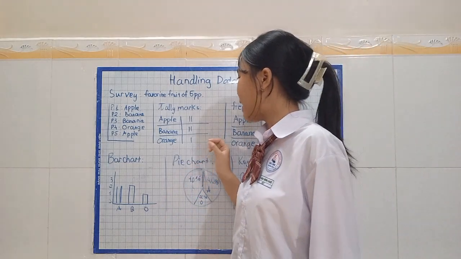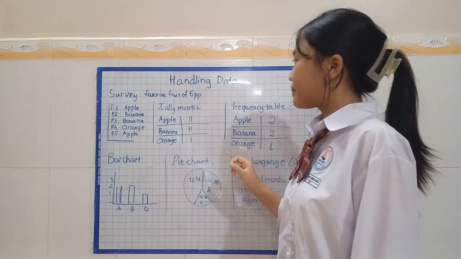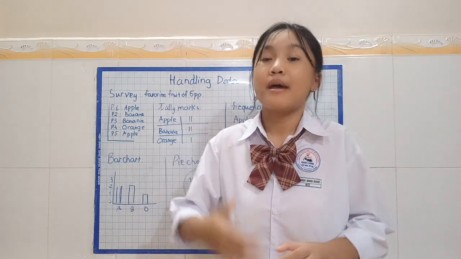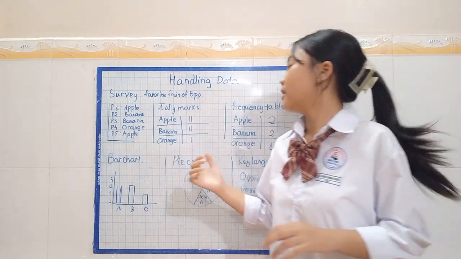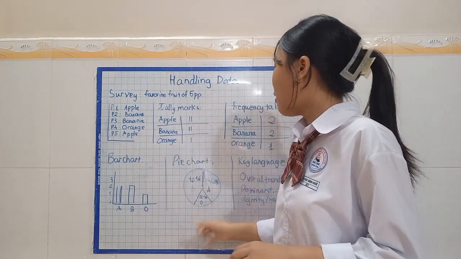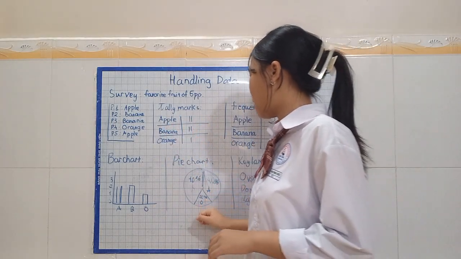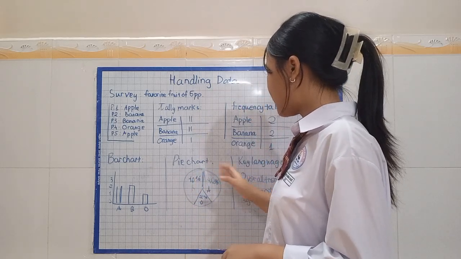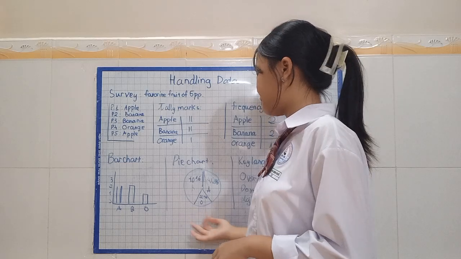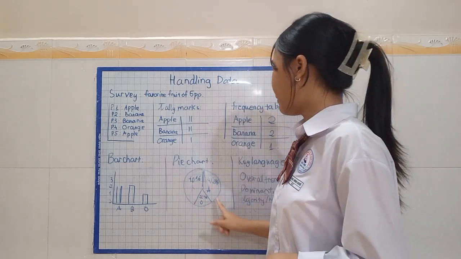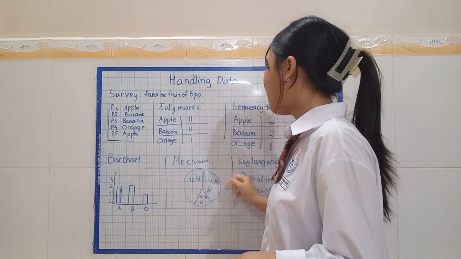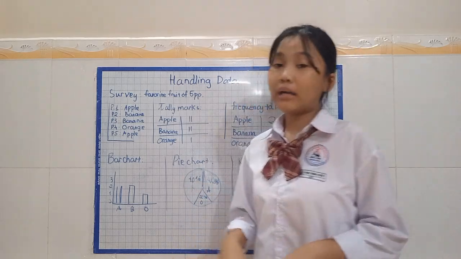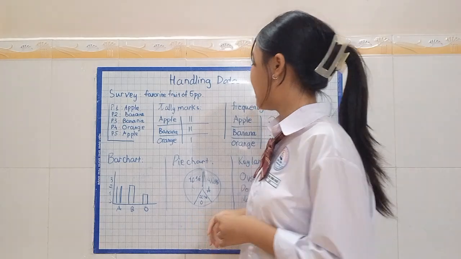But let's see. Here, we could calculate the percentage of these numbers. So basically, we could have the fraction of 2, and we could calculate them into these percentages. And then when we present them, we're going to present them like apple 40%, banana 40%, and orange 20%. Why do I know this? Because we could calculate the percentage.